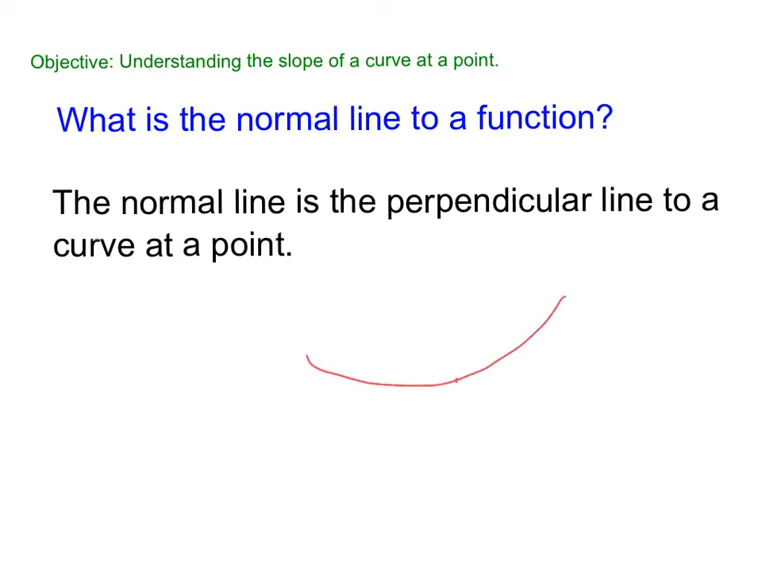So if I have my curve, right? There's my tangent line, and then I have my perpendicular line, which is also called my normal line. In calculus, they call it the normal line. I know there's a reason, but honestly, I don't remember what it is.